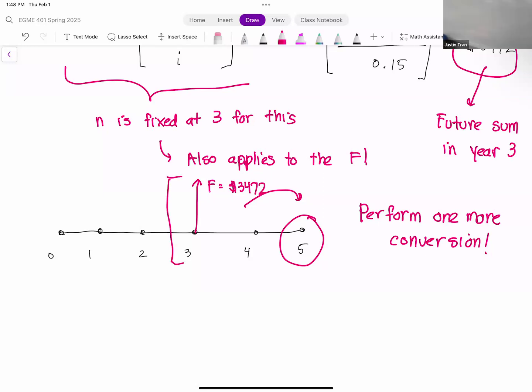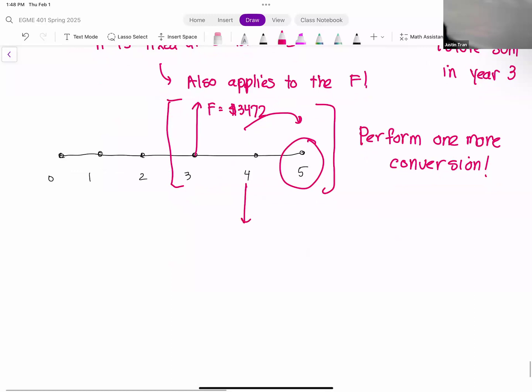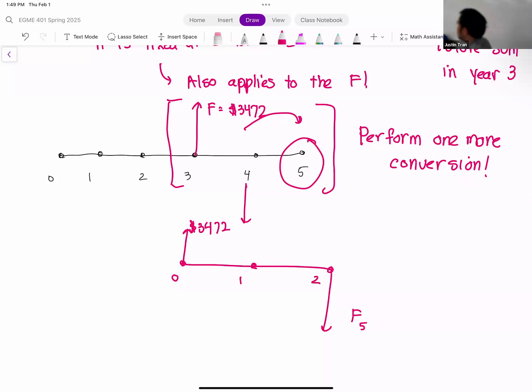And in fact, now that we have it in this form, we can redraw this to make it a little bit easier to see. Everything that occurred before this, the 0, 1, 2, doesn't matter anymore. So we can redraw our cash flow diagram to look like this. We have our F, 3,472, and this is the one that we want, so we'll call this F5. And we can renumber it too. From this diagram, you can see from our current point at year 3, we're only going 2 years into the future.